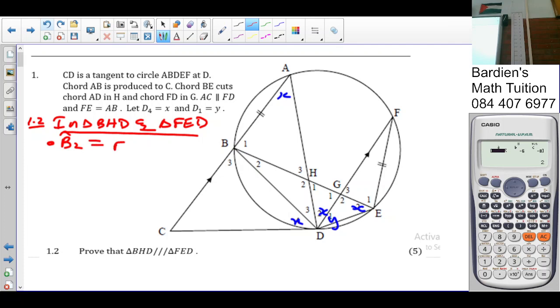B2 is equal to angle F, angles in the same segment, and it's coming from arc BE, DE, supported by that arc, okay? So I'm just going to make that marking here, make a dot here. Then we know that angle D1 is equal to D3, which is equal to 1. Okay? These are equal chords.